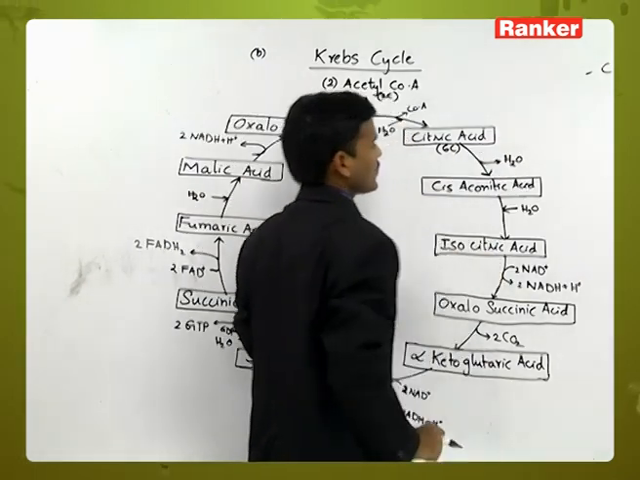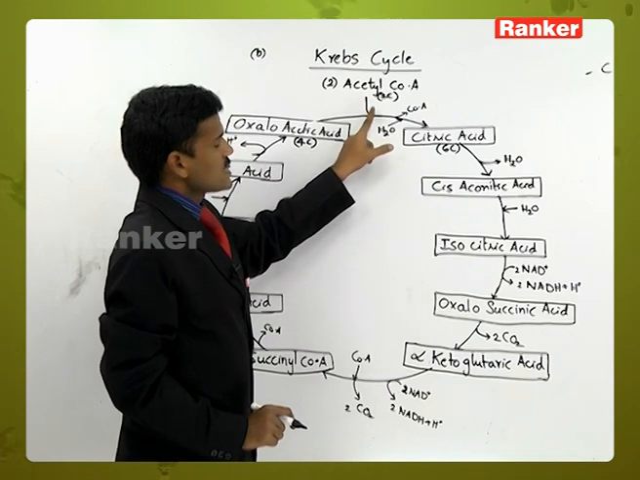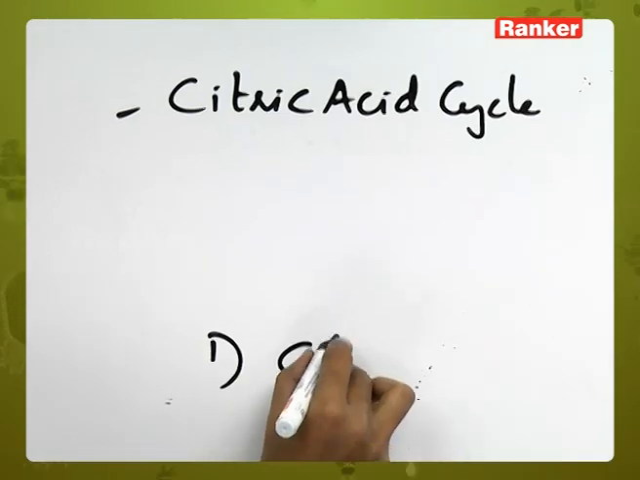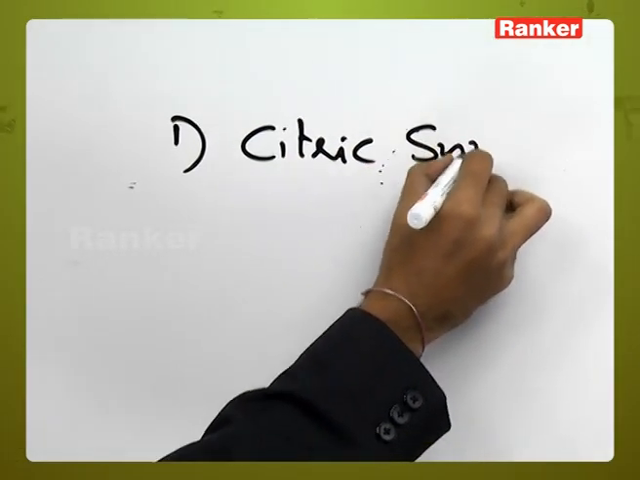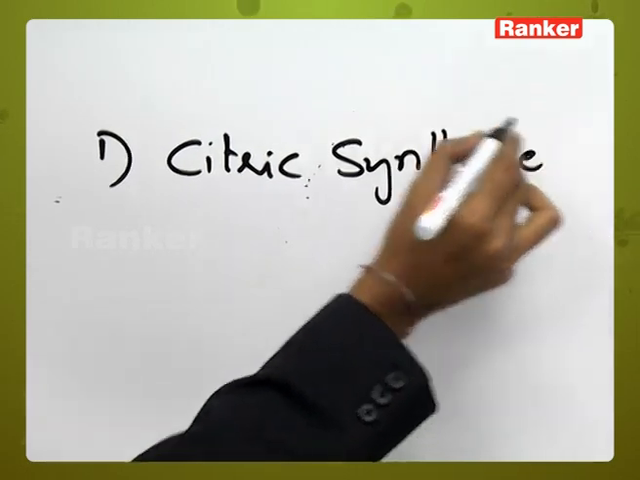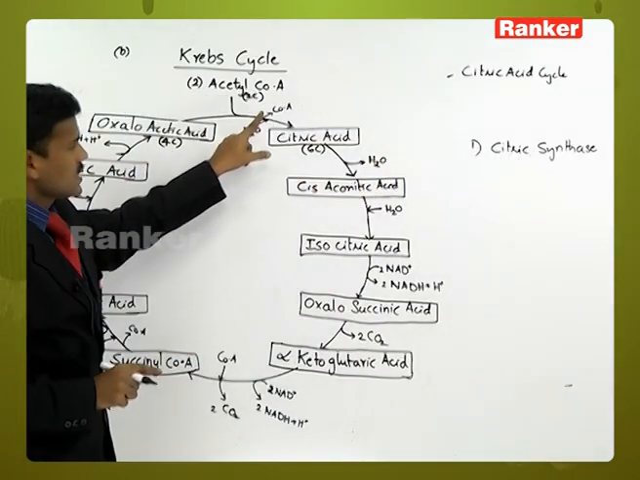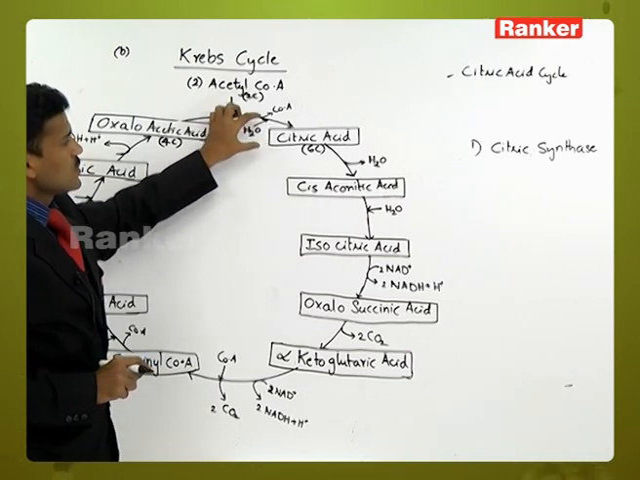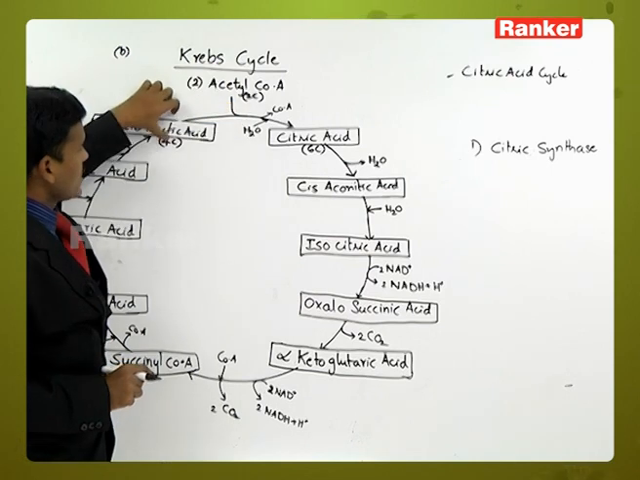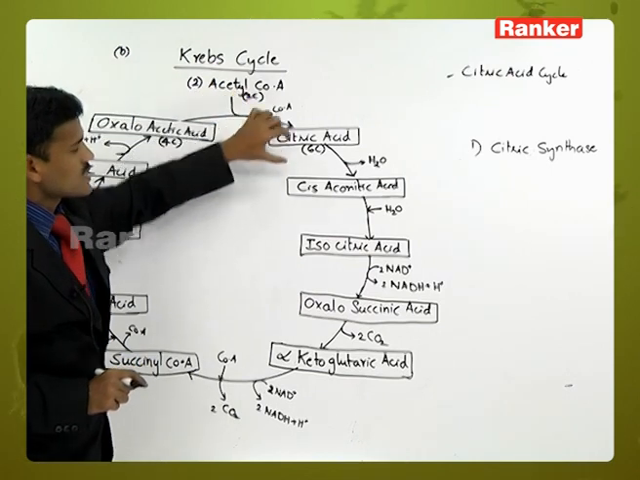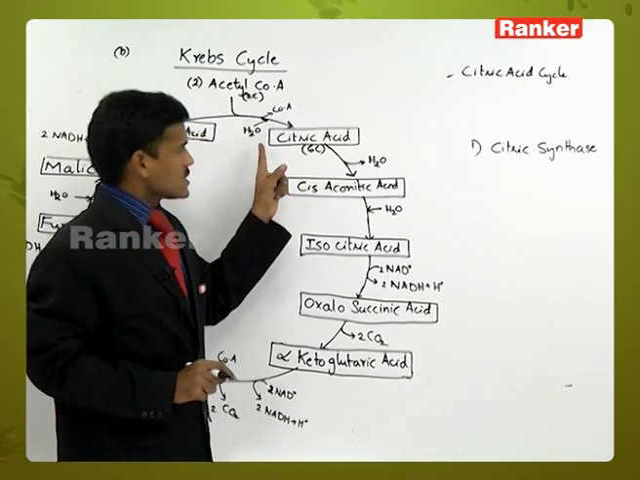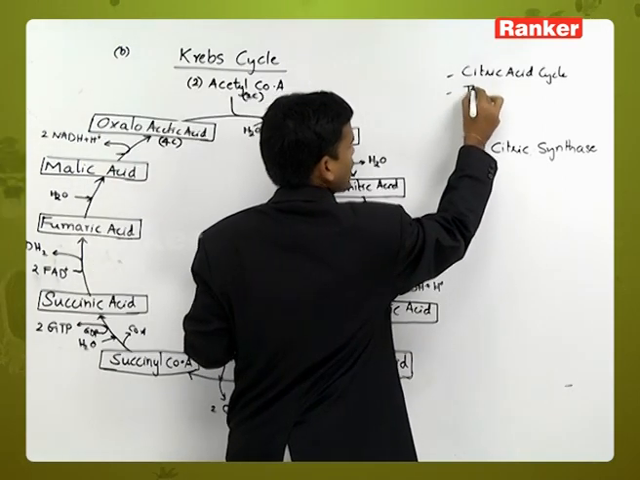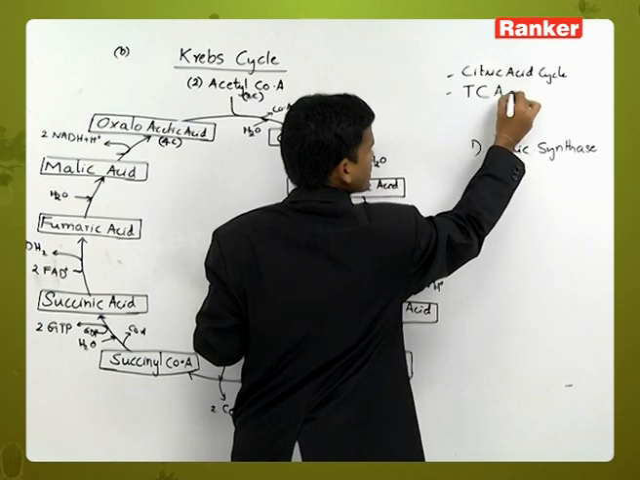In the presence of the citrate synthase enzyme, so the first enzyme is citrate synthase. In the presence of this enzyme, there is addition of water, a hydration process. So by the addition of water, acetyl coenzyme A and oxaloacetic acid form citric acid. Next, citric acid has 3 carboxylic groups. That's why it is also called the tricarboxylic acid cycle.